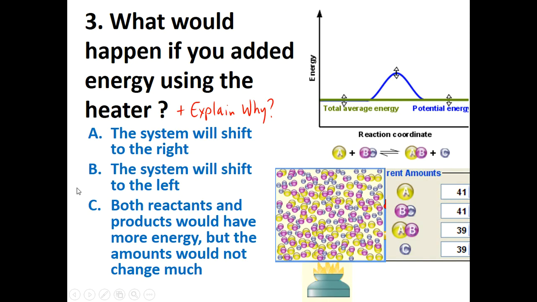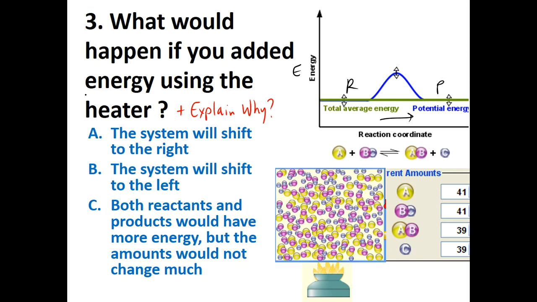What would happen if you added energy using the heater to this reaction? Well, first thing you want to think about is energy, right? And if we look at this, these are my reactants, these are my products. Is this an uphill or a downhill battle in the forward reaction? Well, neither. This is a weird reaction where it's equally energetic to make both of those things. We can see the total energy is there.